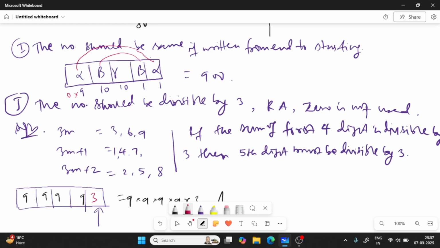Okay. And last question. The number should be divisible by 3. Repetition is allowed. 0 is not used. He is telling 0 is not used. So we'll see how many ways there are.